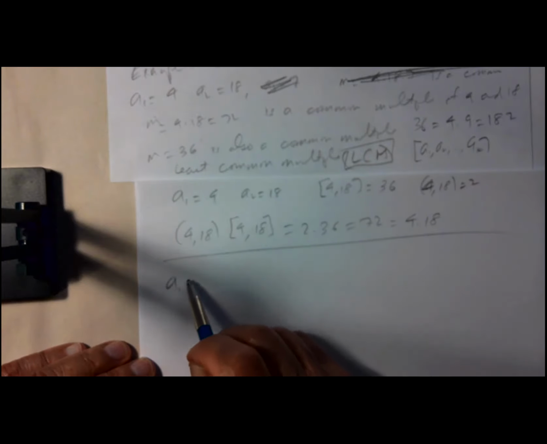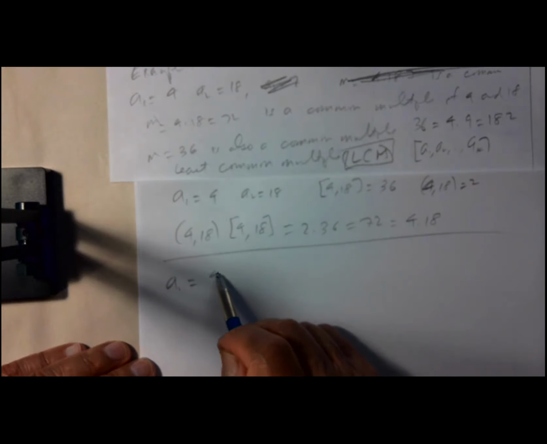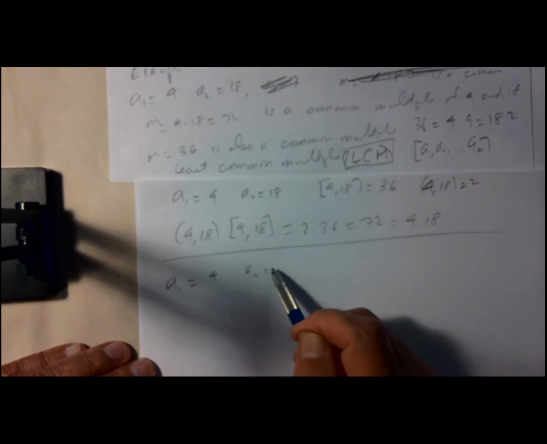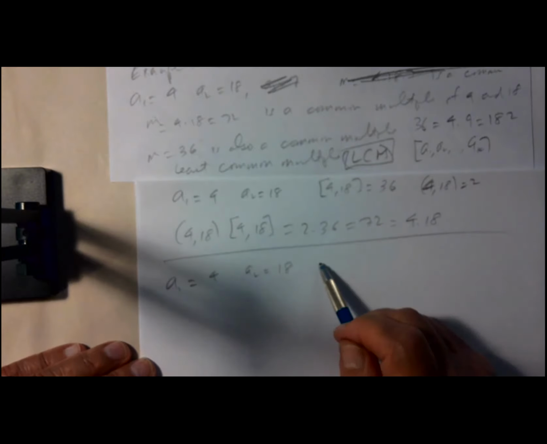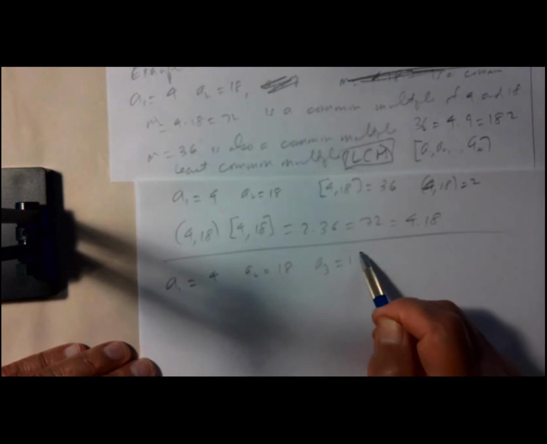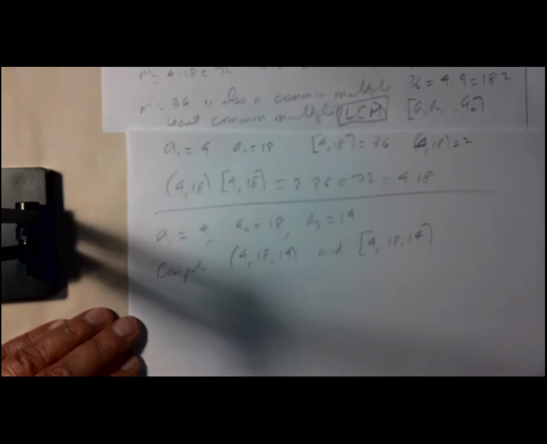Suppose I take the following three numbers. a1 equals 4, a2 equals 18, a3 equals 14. So compute the greatest common divisor of these numbers and the least common multiple of these numbers. Right? So this is a problem for you to do right now.